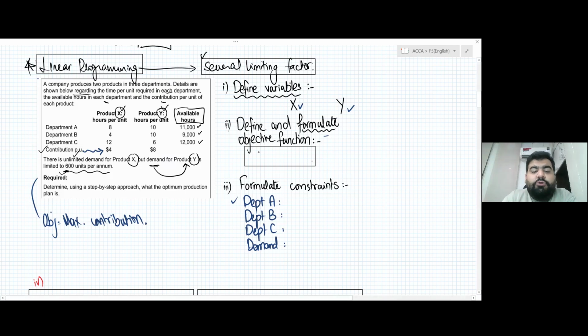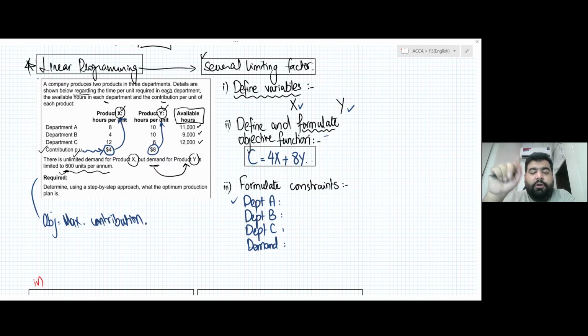How? See, contribution I am indicating through C. C, meaning contribution, is equal to, if you see the contribution per unit, it's 4 for the X product. So I'm writing here 4X plus, for Y the contribution is 8Y, so 4X plus 8Y. This is the formula of the objective function: we take the contribution values from the question and make the formula, where C, contribution, is equal to the contribution of the products.